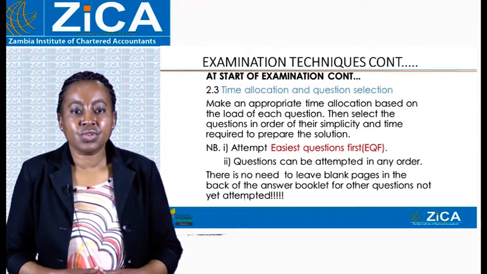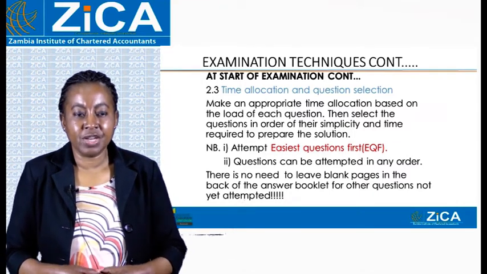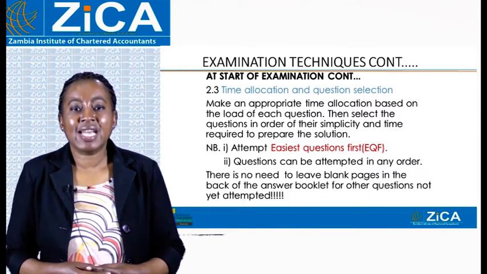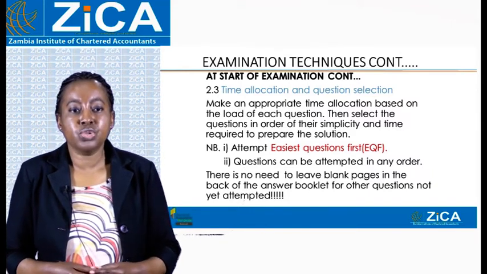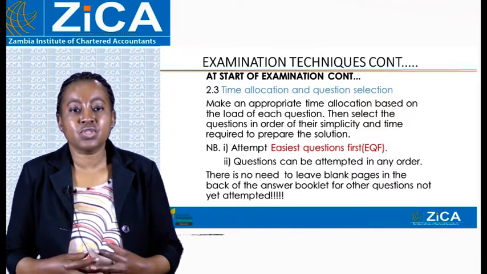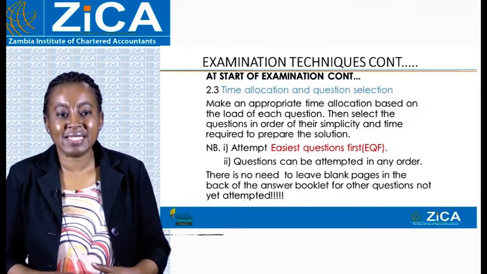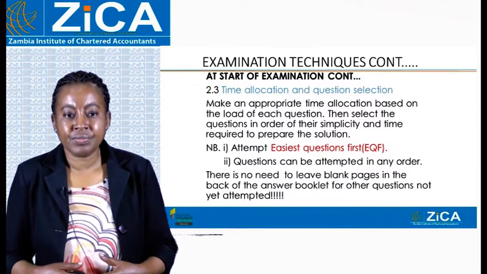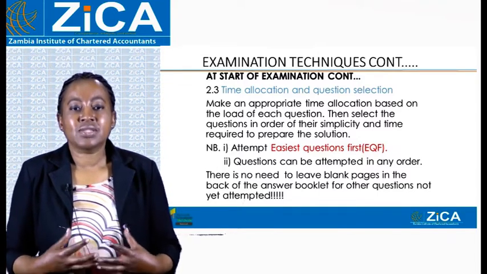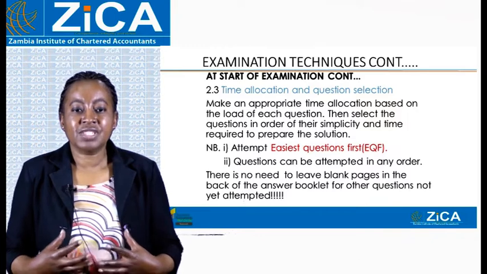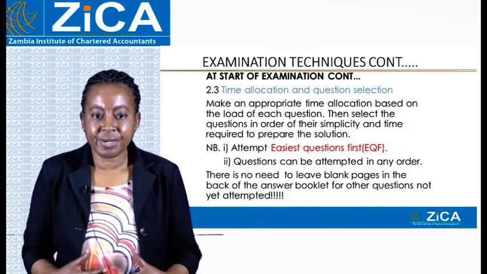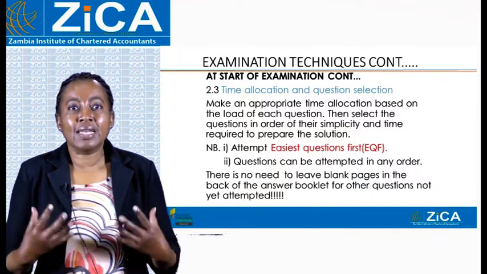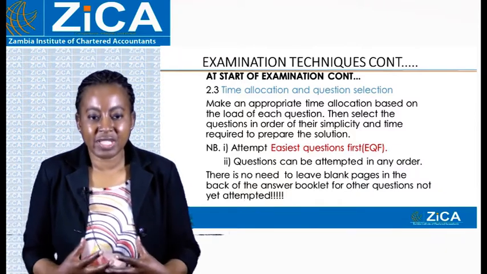Time allocation and question selection. Here we're still at the start of the exam. Make an appropriate time allocation based on the load of each question. Then select questions in order of their simplicity and time required to prepare the solutions. Attempt easiest questions first. Questions can be attempted in any order. Okay? This is a skill to allow you to properly use up your time.